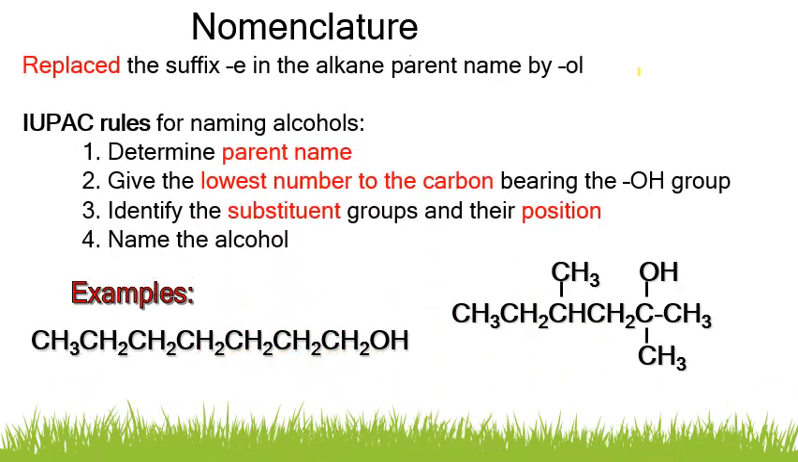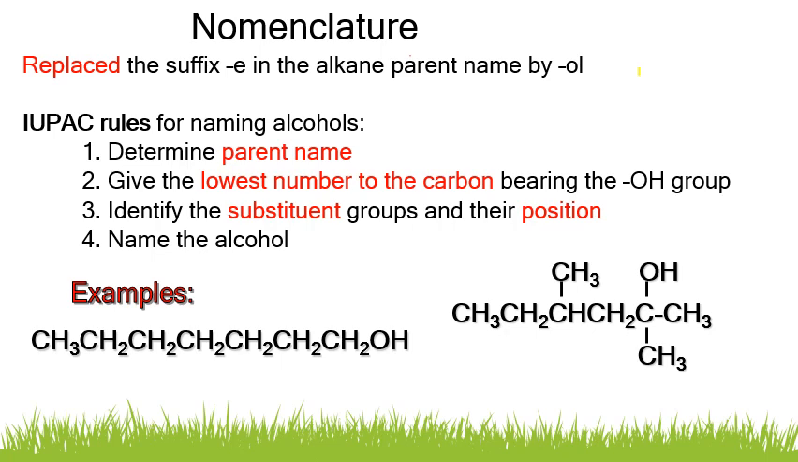Nomenclature. Replace the suffix E in the alkane parent name by OL. The IUPAC rules for naming alcohol have 4 steps. First, determine the parent name. Second, give the lowest number to the carbon bearing the OH group. Third, identify the substituent groups and their positions. Finally, name the alcohol. Look at the examples given.